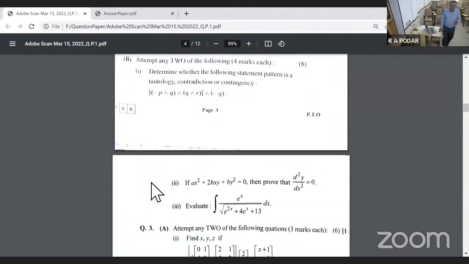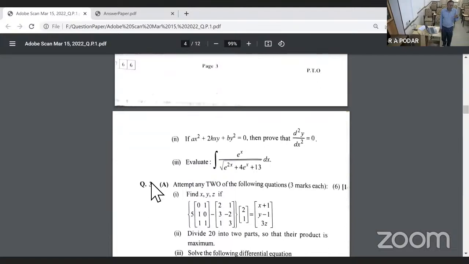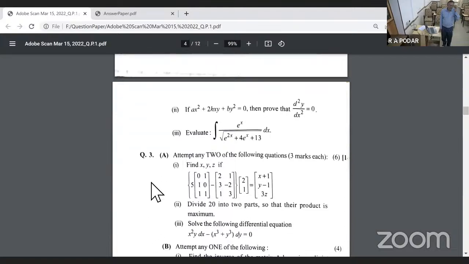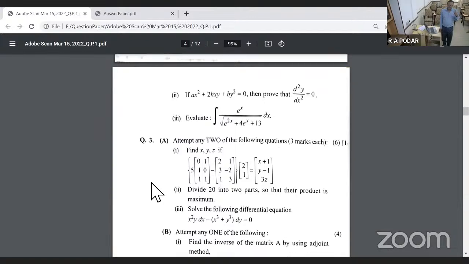See here, this is the question. This is depending on derivative. If ax square plus 2hx plus by square is equal to 0, then prove that d square y by dx square is equal to 0. So this is the second order derivative you have to find, but a particular technique is applied for this question. First order derivative you can get easily, but for finding the second order derivative some adjustments are there. That we will see in the solution.